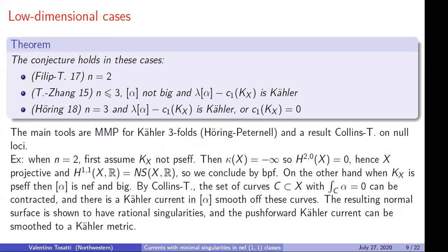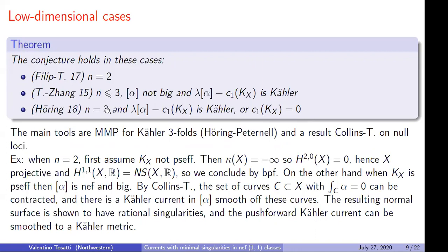And once you have local dd-bar potentials, this current is only singular at points, because you contracted finitely many curves, and this can be smoothed out by a classical procedure, and then you can prove that after you smooth it out, you obtain a Kähler metric on Y, and if you pull it back, you have a smooth semi-positive form in your class alpha. So the class alpha actually is semi-ample. Okay, so this is a very brief sketch of n equals 2.